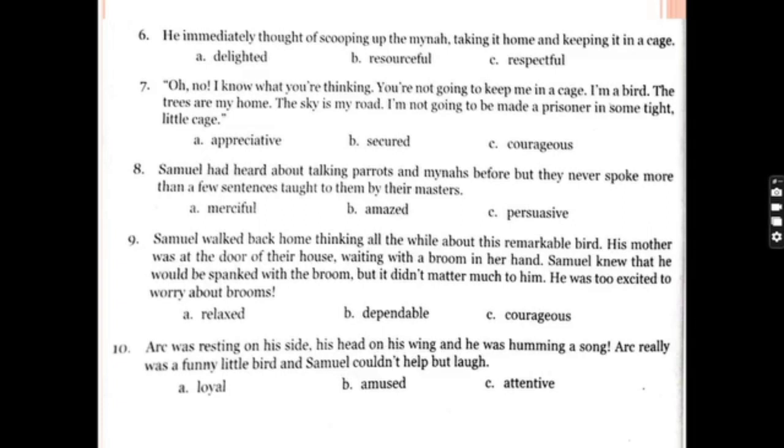Number 7. "Oh no! I know what you're thinking. You're not going to keep me in a cage. I'm a bird. The trees are my home. The sky is my road. I'm not going to be made a prisoner in some tight little cage." A. Appreciative, B. Secured, or letter C. Courageous.